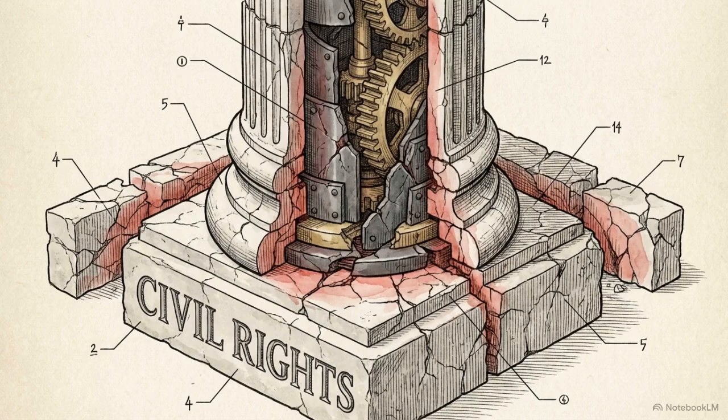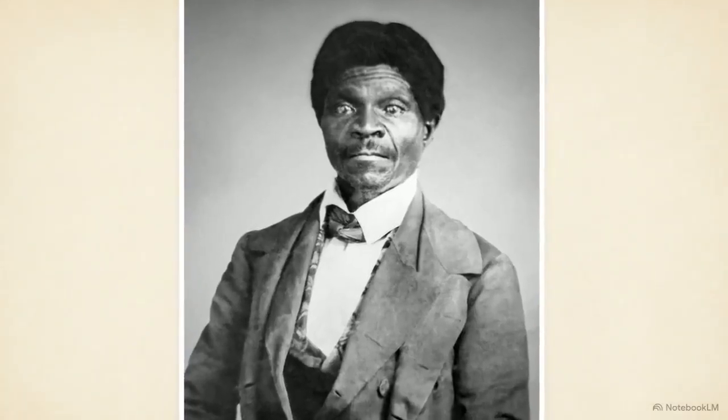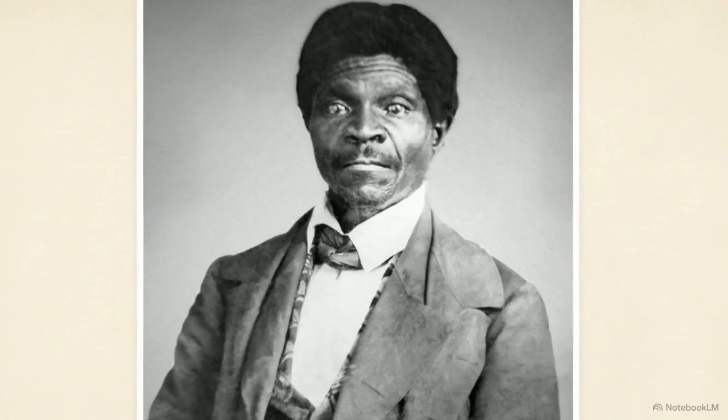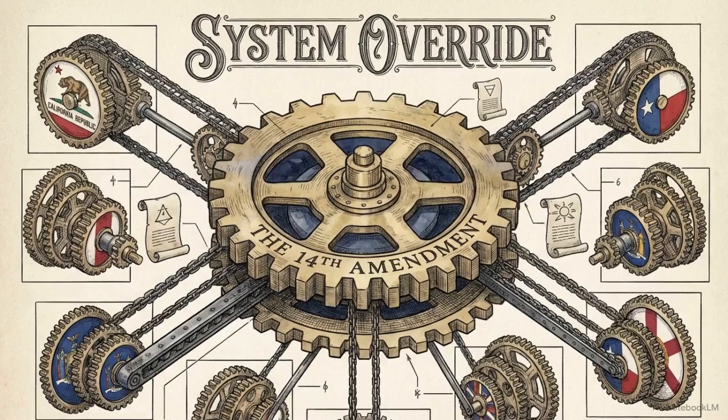This structural flaw reached its breaking point in 1857. Because states retained sovereignty over civil rights, the judiciary could arbitrarily deny basic legal standing to entire populations. In Dred Scott v. Sanford, the Supreme Court declared African Americans incapable of holding U.S. citizenship. Overhauling these systemic vulnerabilities required a new legal algorithm to force state compliance. That solution was the 14th Amendment.